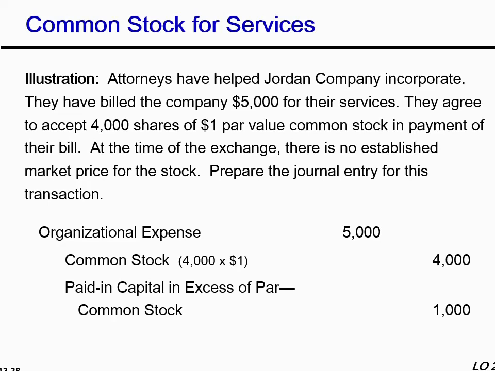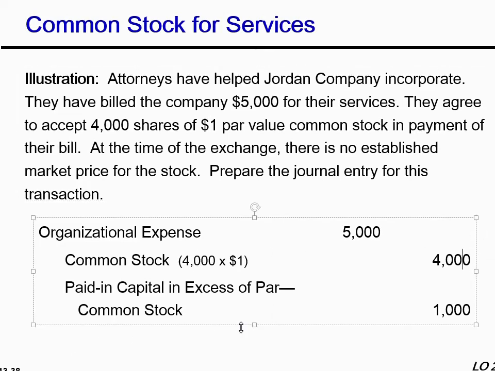The company issues its shares. So now I cannot debit cash because I did not receive cash, but yes, I have organizational expenses. The attorney has given me services, right? So they are my organizational expenses. What was the amount? 5,000. Now I have issued the common stock. How many shares? 4,000. Common stock is always recorded at par or stated value, if they exist. So we have par value $1. So 4,000 multiplied by 1, that is 4,000.